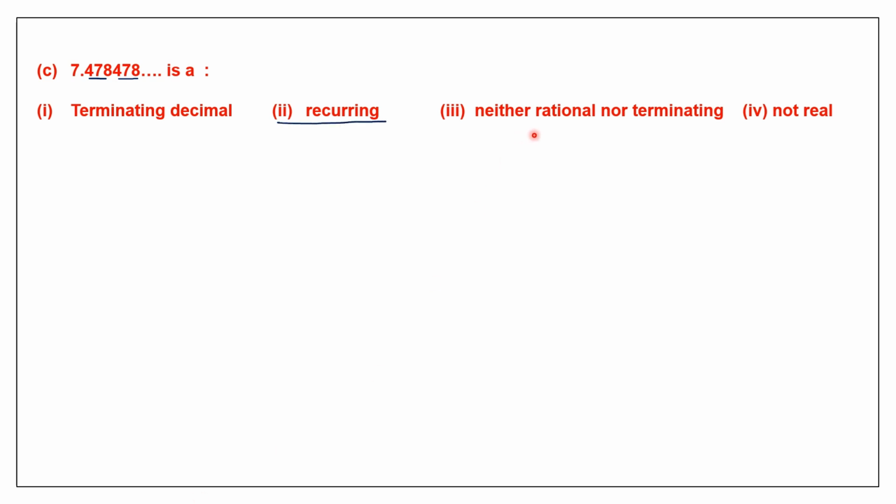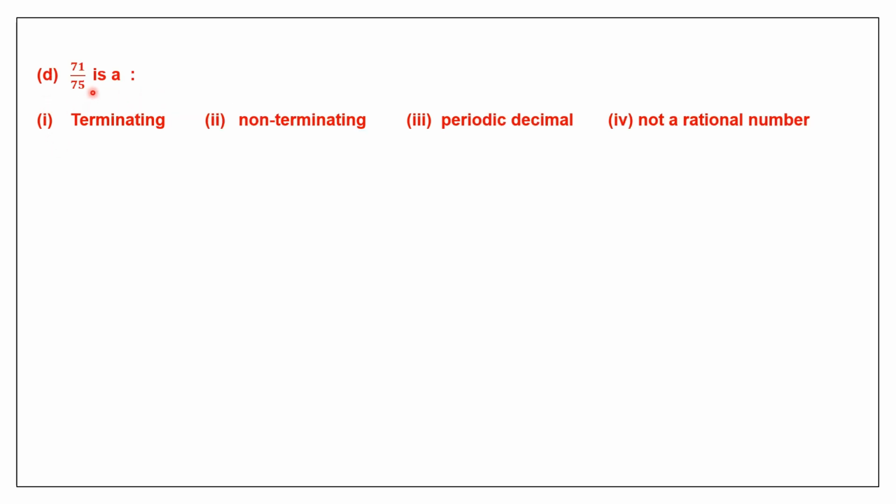It says it's neither a rational nor terminating, which cannot be true. It's not real. It is a real number. So the answer is option 2. It's recurring because there is a series of numbers that are repeating, and it is non-terminating. Question D, 71 by 75. Is it terminating? Is it non-terminating? Is it periodic? Or is it not a rational number? Okay, here we have to divide this and see.